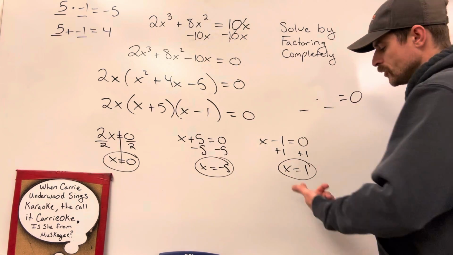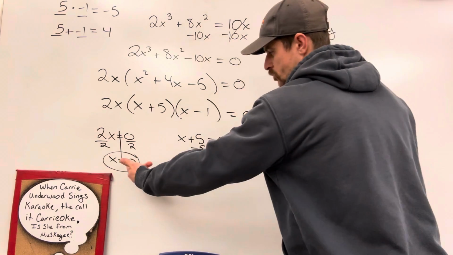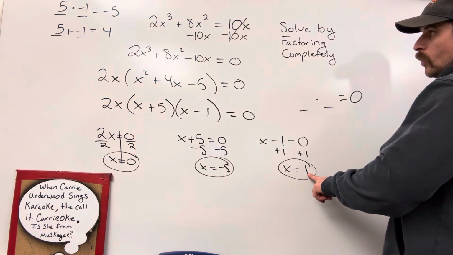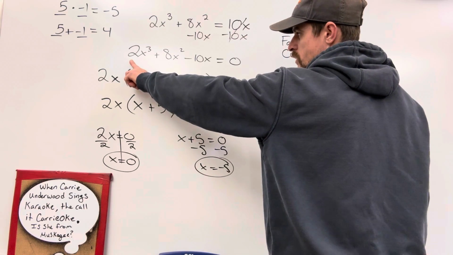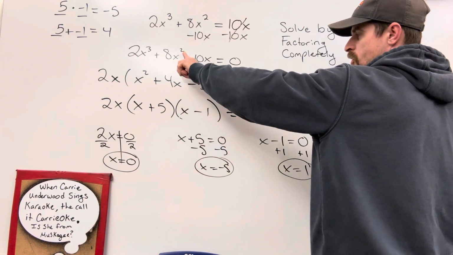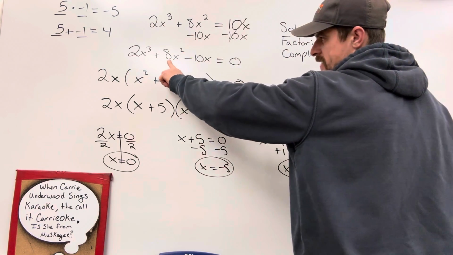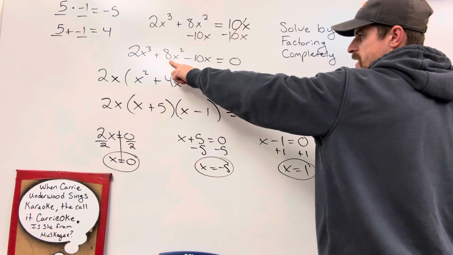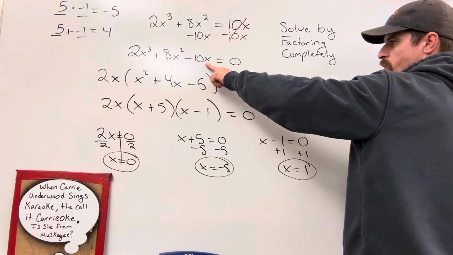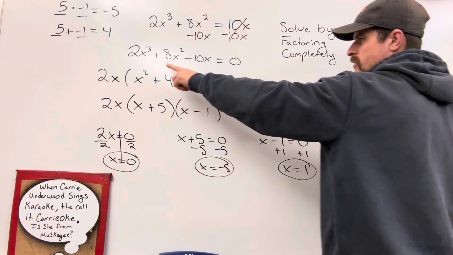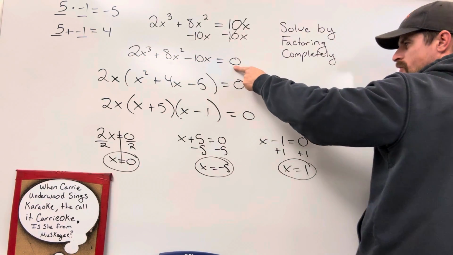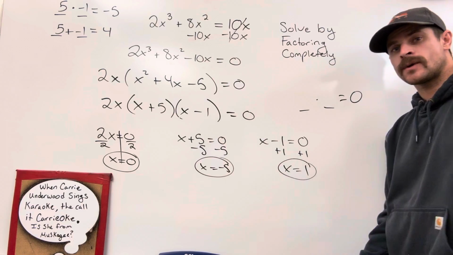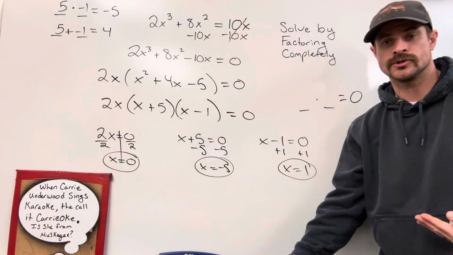Now you can go back through, plug these numbers in just to double check it. If I put a 1 in, 1 cubed makes 1 times 2, plus 1 squared makes 1 times 8. So really just 2 plus 8. And then a negative 10 times a 1 makes negative 10. So basically this is going to turn into 2 plus 8 minus 10 equals 0, which is true. That's why it checks out and it's one of our solutions.